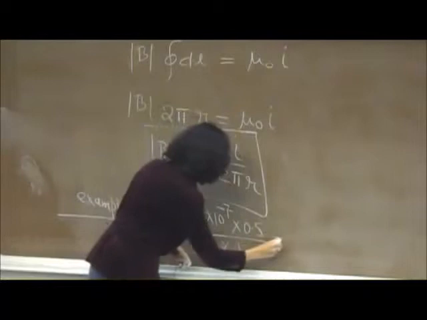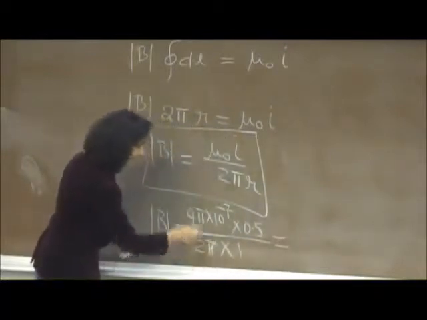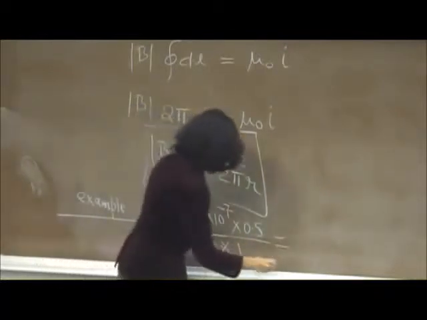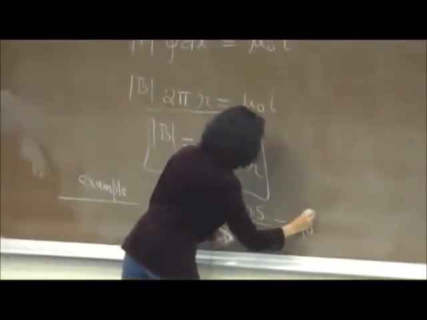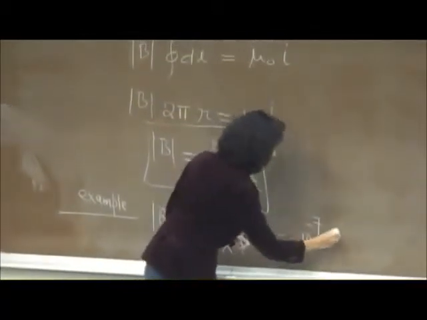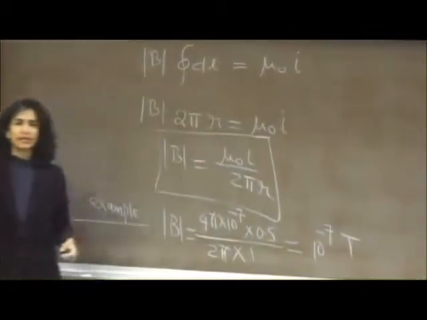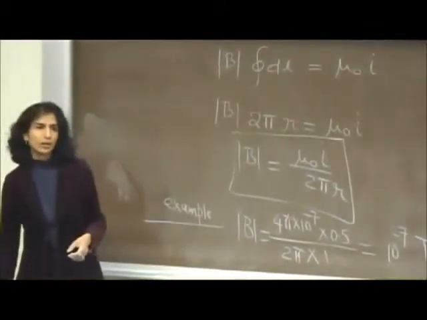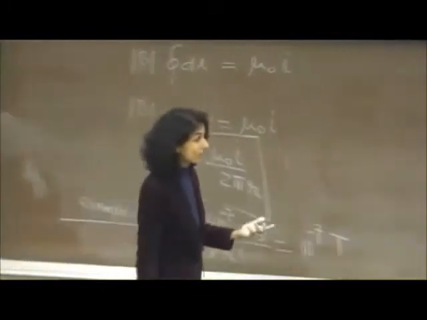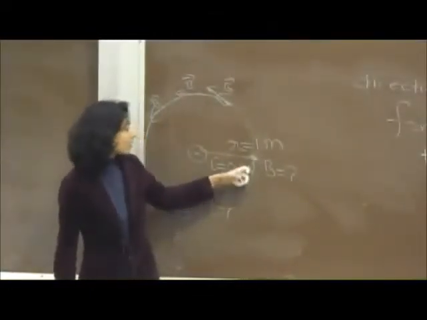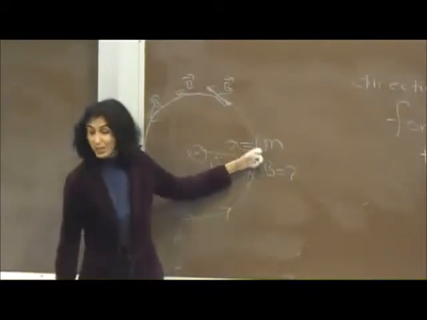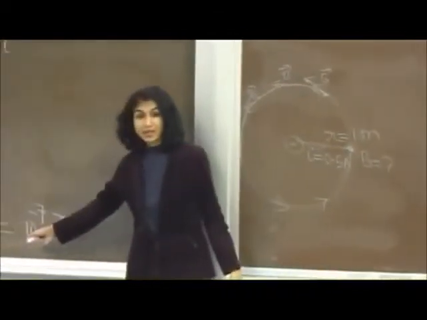So this is going to be the magnetic field. Pi and pi get cancelled. We are left with 2 times 0.5 is 1. So 10 power minus 7 Tesla. Very weak magnetic field. Right? So notice this, if you have 0.5 ampere current, the magnetic field at 1 meter distance away is extremely weak. It's 10 power minus 7 Tesla.